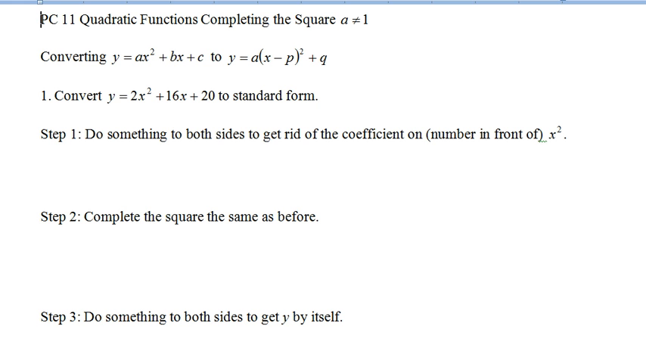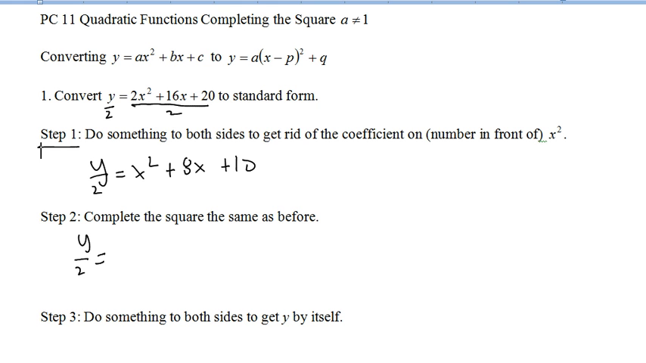Step 1 says that we're going to have to do something to both sides to get rid of the number in front of the x squared. Well, it's 2 times x squared, so I can divide both sides by 2. So I end up with y over 2 equals x squared plus 8x plus 10. Okay, and now I go through the same steps as I did last lesson. If you haven't done lesson 4.4 yet, please go back and do that, or this will make absolutely no sense whatsoever.